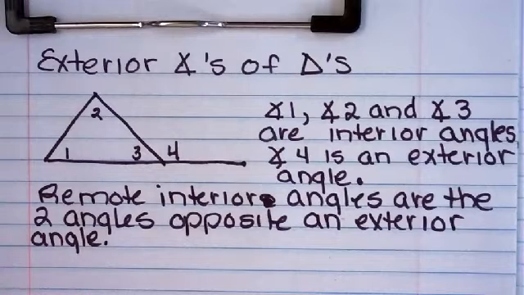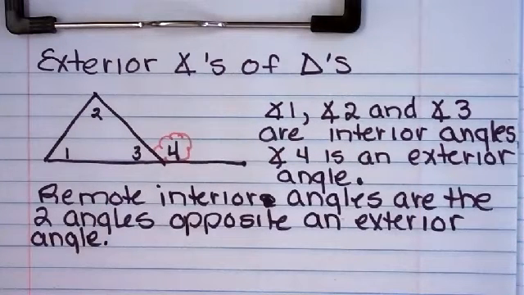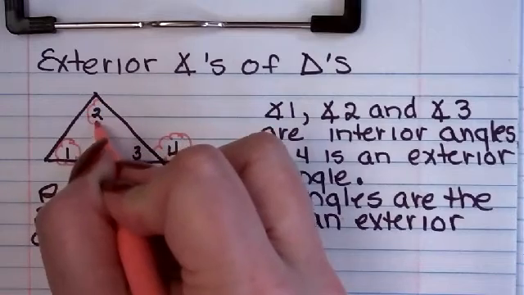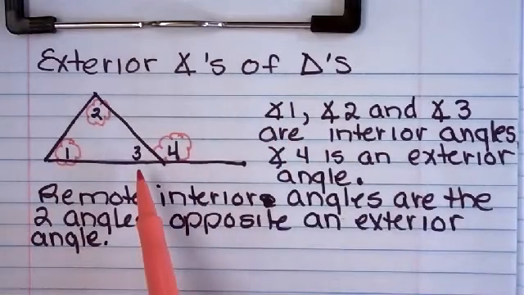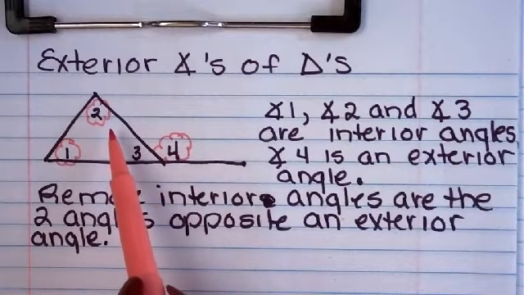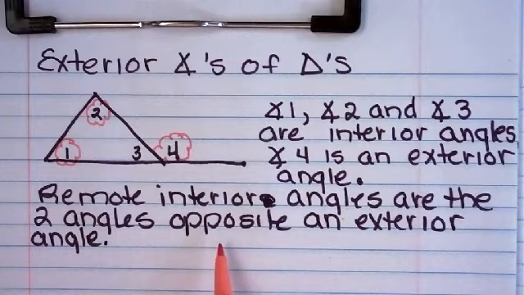Okay, well, if angle 4 right here, notice we've already decided it's exterior, so it's outside. What angles are opposite to angle 4? That would be angle 1 right here and angle 2. 3 is not opposite. 3 is adjacent. Now remember that from 6th and 7th grade. 3 and 4, they're next door neighbors. So 3 is adjacent. 1 and 2 are not adjacent. And in math, if they're not adjacent, they're considered opposite.